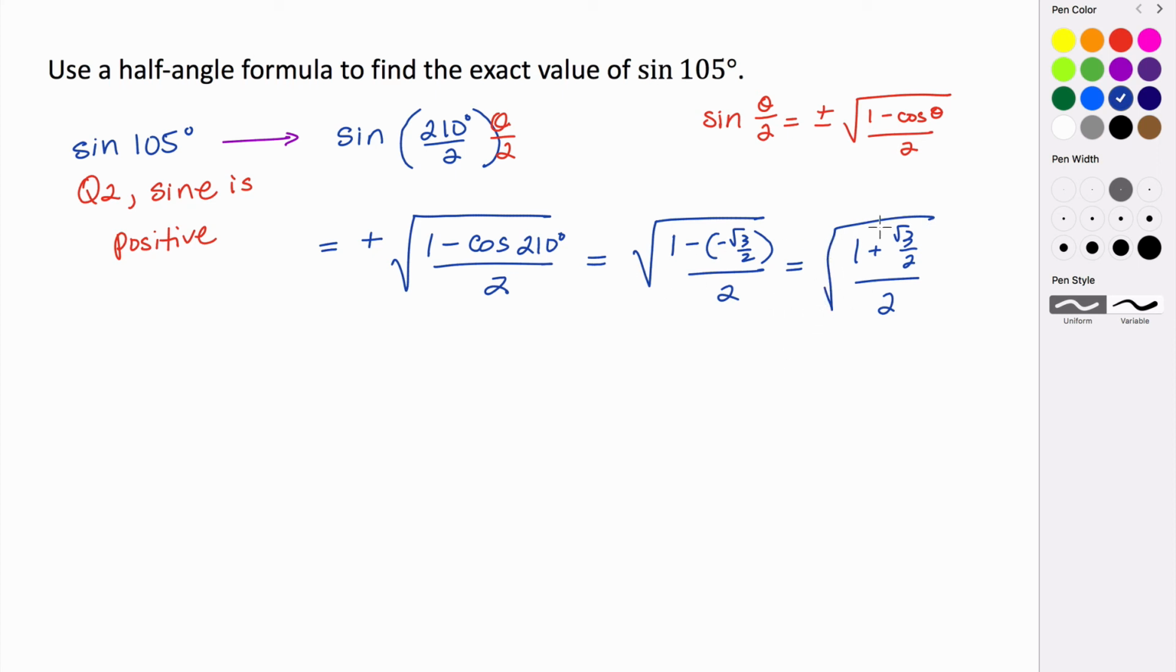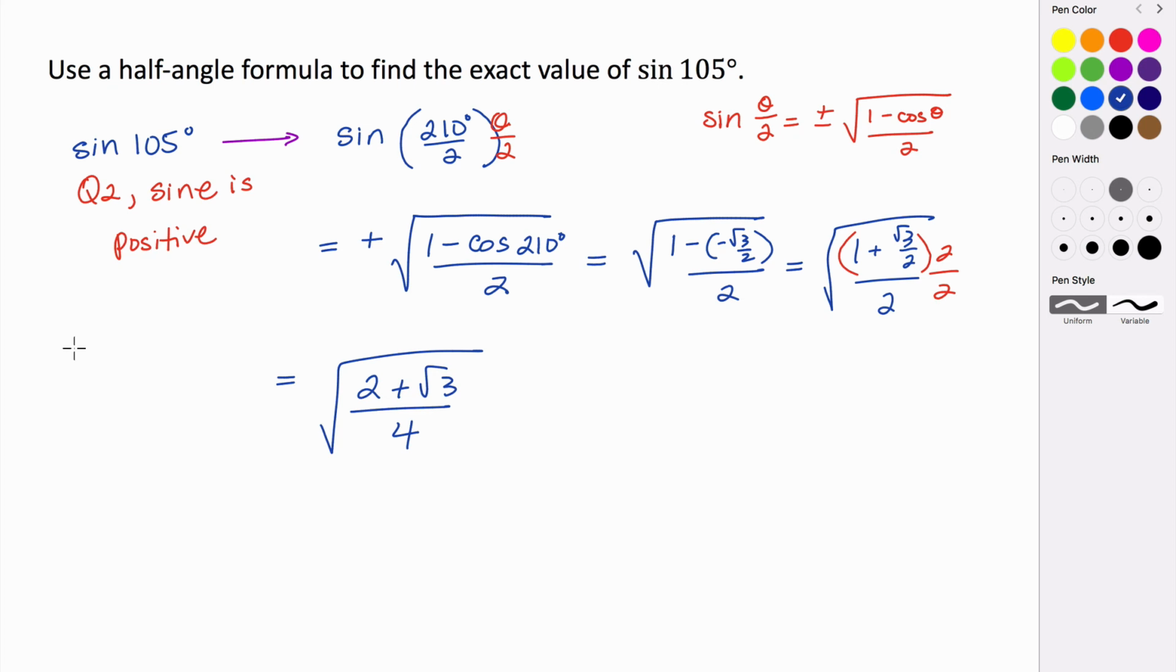And we probably should get rid of our fractions, so we can multiply numerator and denominator by 2 to get rid of the fractions here. That's going to give us, distributing through in the numerator, 2 plus the square root of 3, all divided by 2 times 2, which is 4. All of this in the square root.